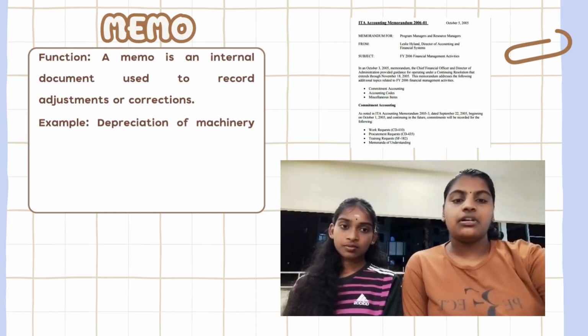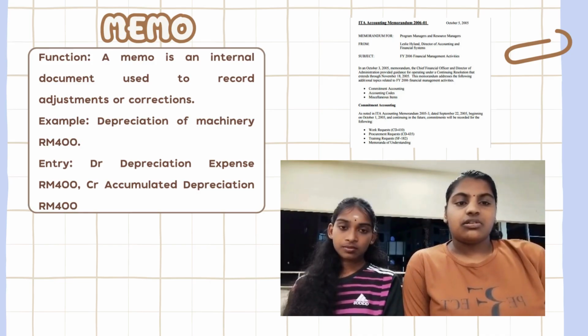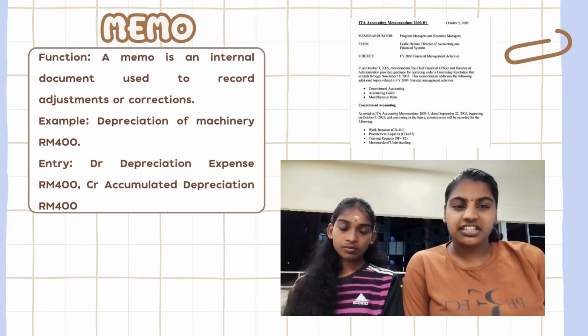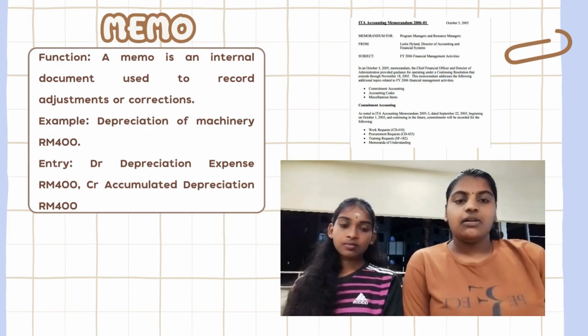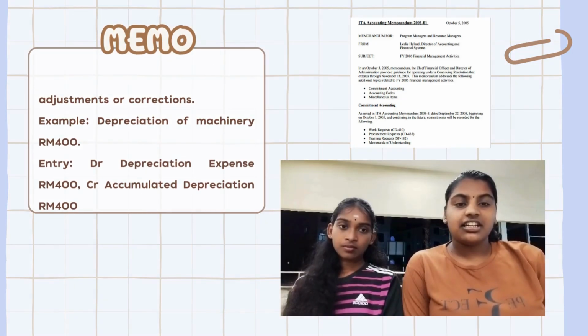Fourth, memo. Function: a memo is an internal document used to record adjustments or corrections. For example, depreciation of machinery 400 ringgit. Entry: debit depreciation expense 400 ringgit, credit accumulated depreciation 400 ringgit. Book of prime entry is the general journal.